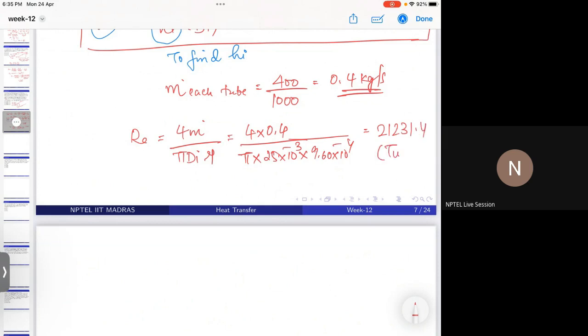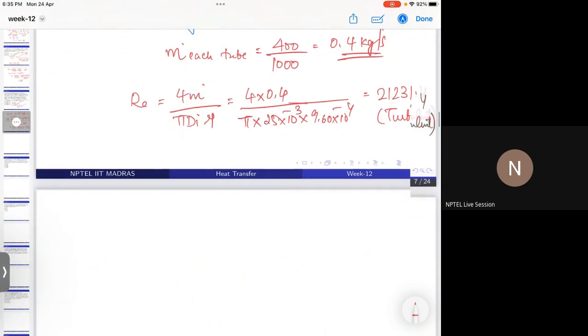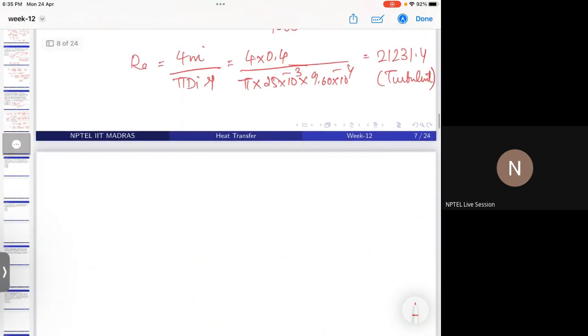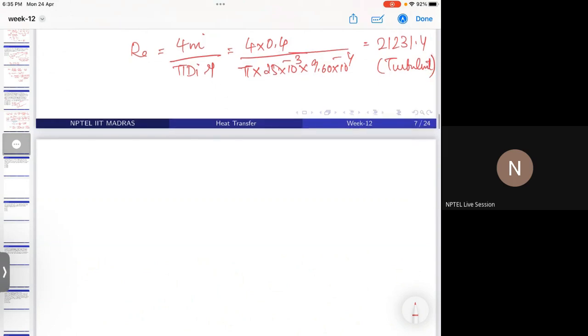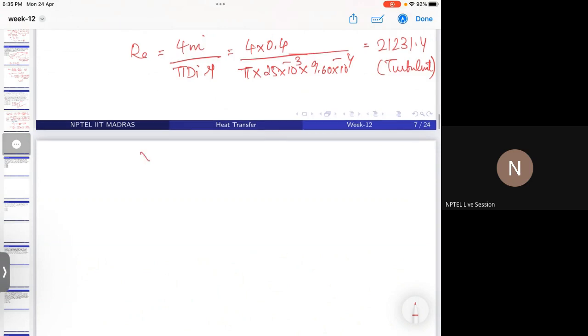21231.4. So this is a turbulent flow. In the previous lecture on convection in flow through a tube, we already studied the correlation, which is the Dittus-Boelter correlation for turbulent flow through an internal tube. So what is this correlation?